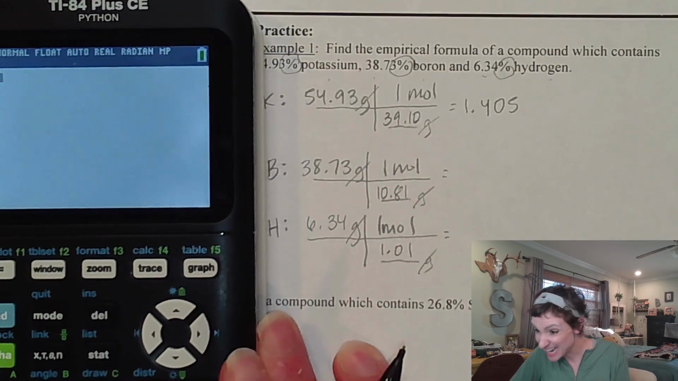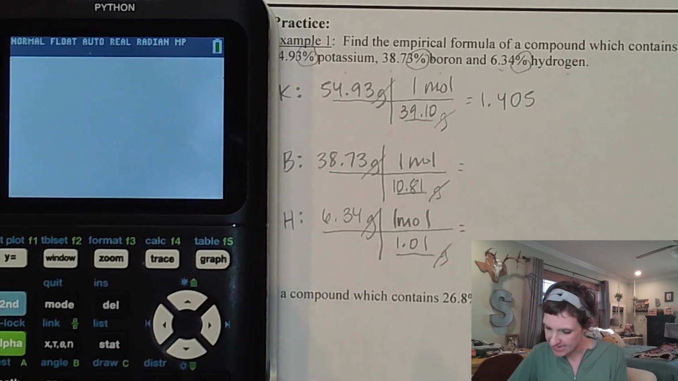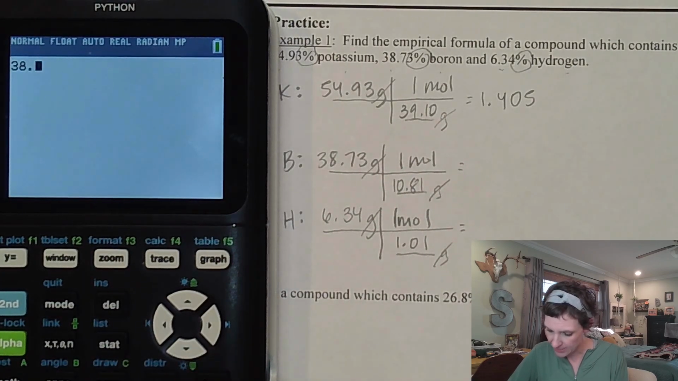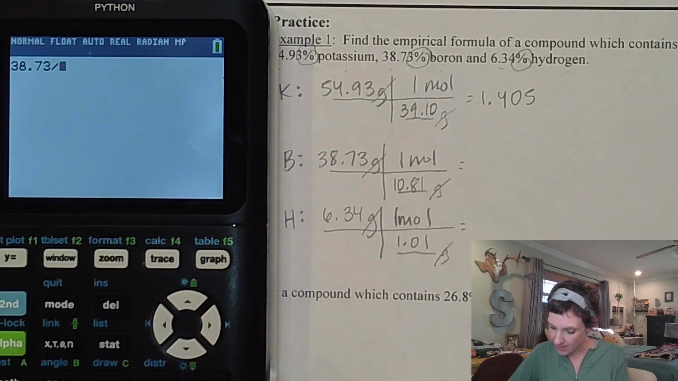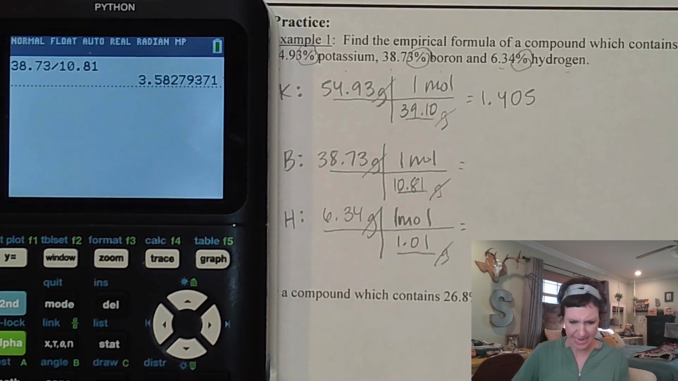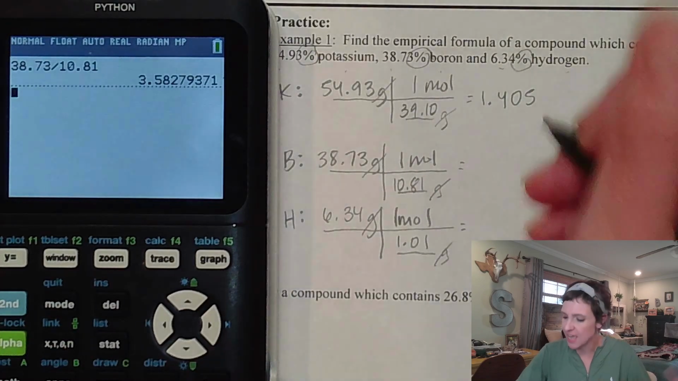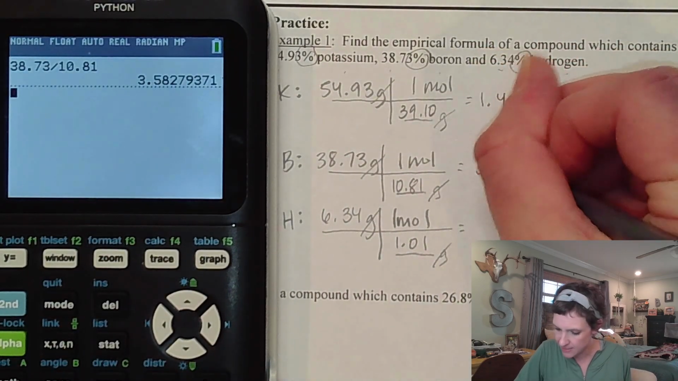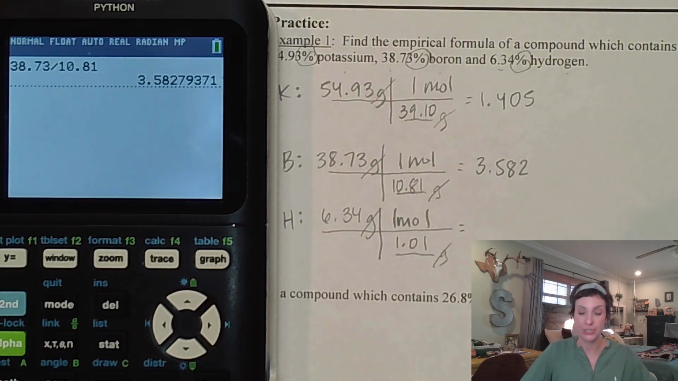Next up, my next element we said was boron. So for boron, we're going to take 38.73 divided by 10.81, right? Yes. And so my answer, once again, I'm not rounding. Give yourself some amount of numbers here that you can work with for the future steps.